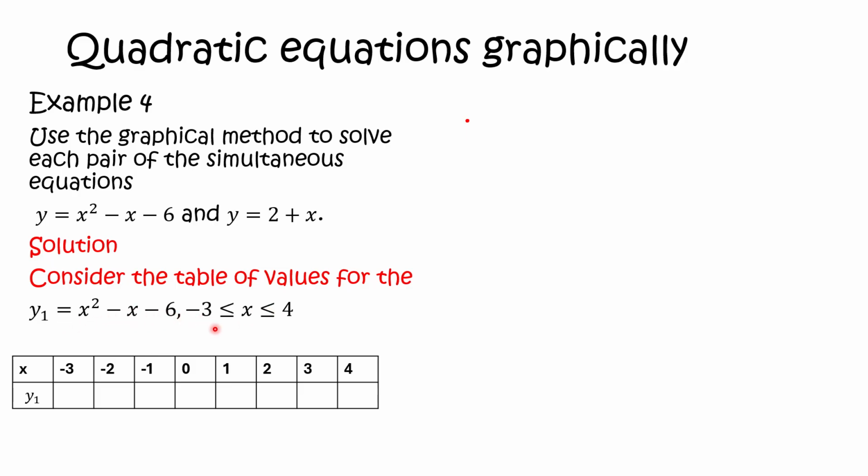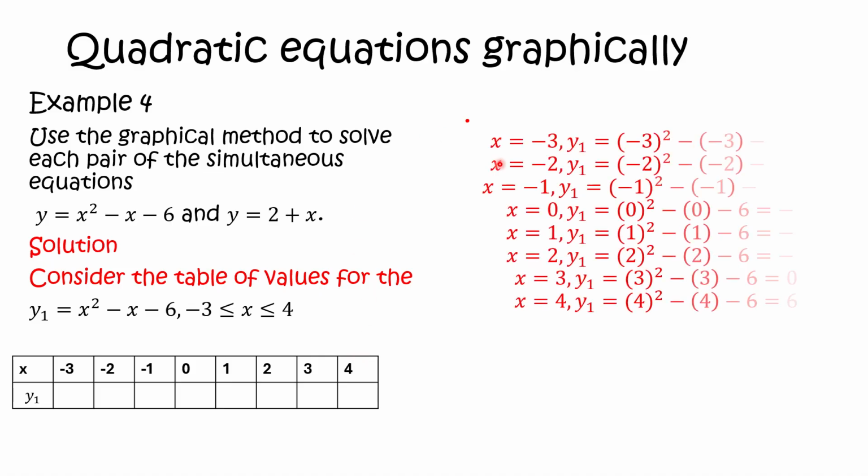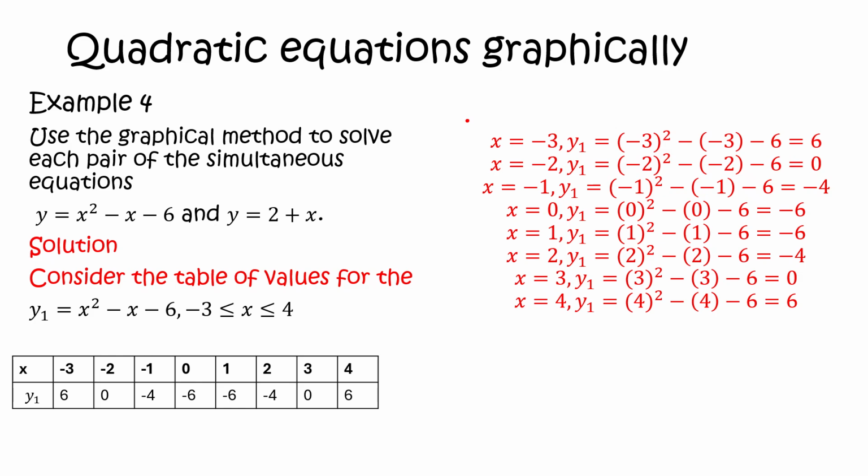So I'm taking values from -3 to 4. Now computing these associated y values ranging from -3 to 4 on the x, we are going to get values that are ranging from 6 to -4 on the y. So that's the maximum and the minimum values. So taking these values and placing them into the table, we would have them as that.